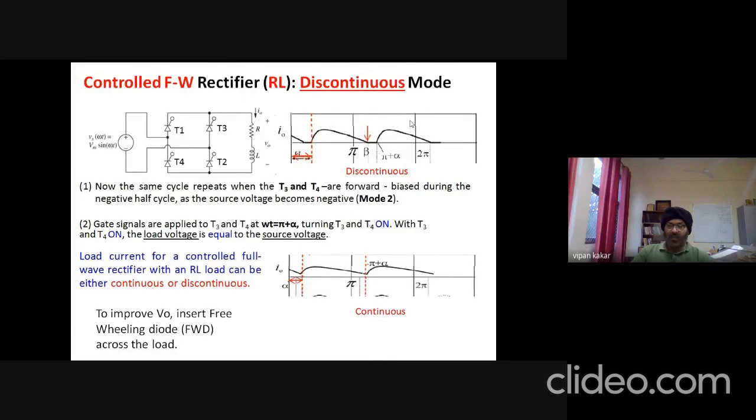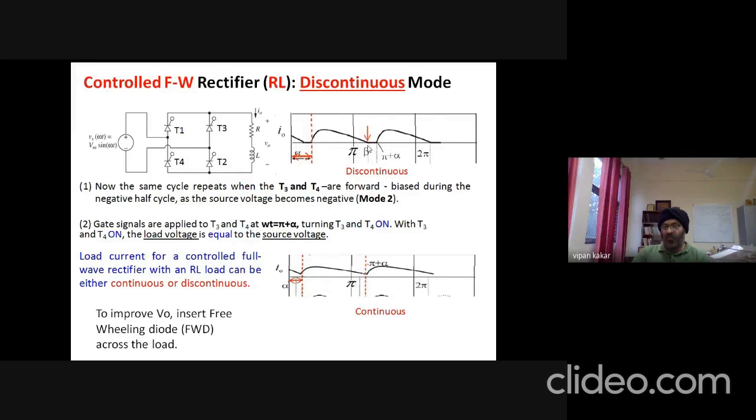So now, based on the flow of current, we have two modes. One is the discontinuous mode, another one is the continuous mode. Let's say in the discontinuous mode, the current rises and then goes to zero at angle beta, as we saw in the previous slides. And after angle beta, a new trigger for T3 and T4 is done. So from alpha to pi, T1 and T2 are turned on, as we saw in the previous slide, which is mode 1.